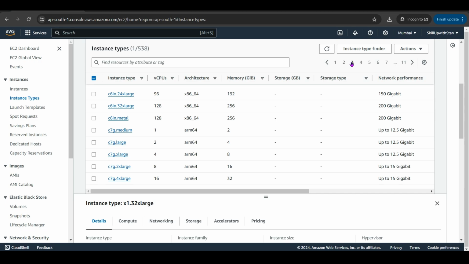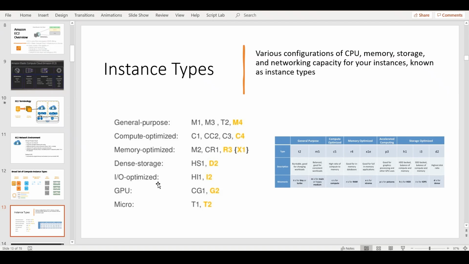So I refers to input output. Okay, so here it is.